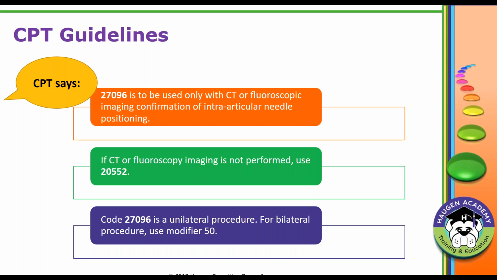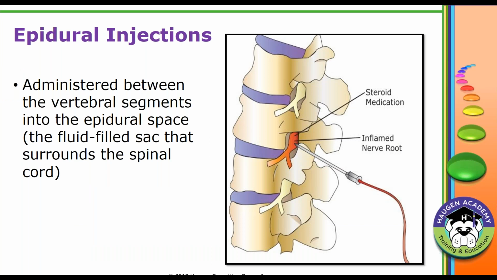So the guidelines are pretty straightforward. 27096 is to be used only if there's CT or fluoroscopic guidance. If it's not being performed with CT or fluoroscopic guidance, you're going to use 20552. And it is a unilateral procedure, and since we have two SI joints, you can use Modifier 50 if they're doing it as a bilateral procedure during the same session. So hopefully that all makes sense.